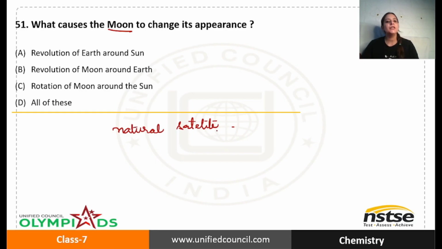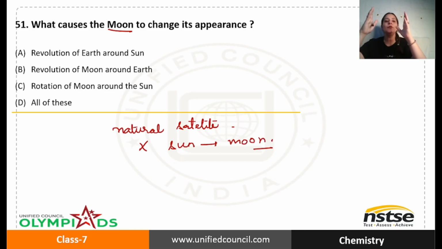The moon is a natural satellite of Earth, right? So the moon doesn't have its own light. It shines just because when the light of the sun falls on the moon, it illuminates the surface of the moon, and we see that it shines.